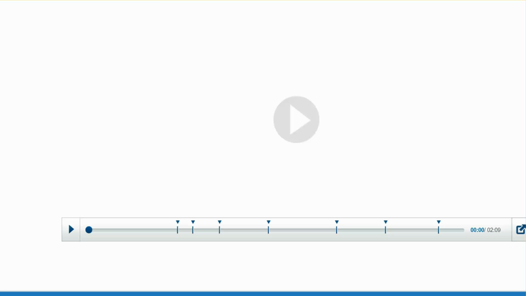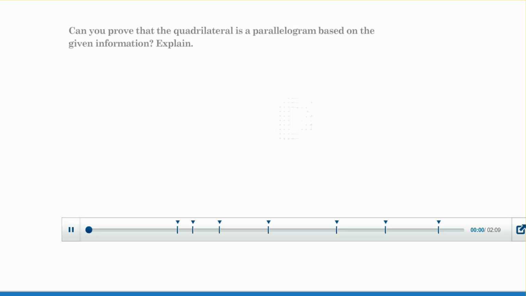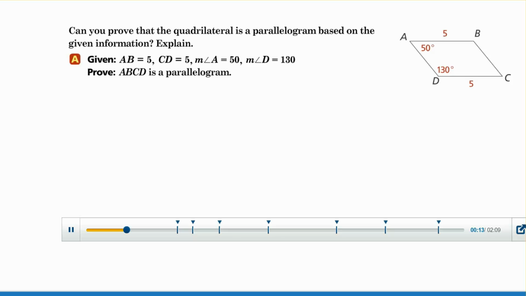Okay, we're going to look at another example where we're trying to decide whether the figure is a parallelogram. In this problem, you will decide whether a quadrilateral is a parallelogram. Can you prove that the quadrilateral is a parallelogram based on the given information? Explain. Part A. You are given that the length of segment AB is 5, and the length of segment CD is 5. You are also given that the degree measure of angle A is 50, and the degree measure of angle D is 130. Can you prove that figure ABCD is a parallelogram?